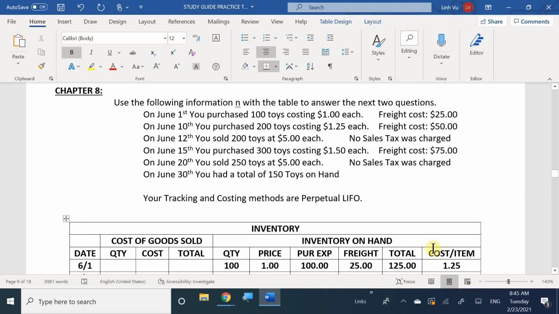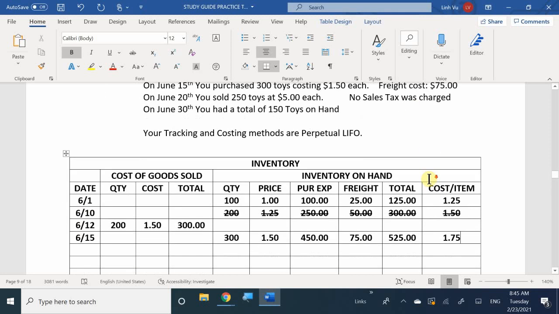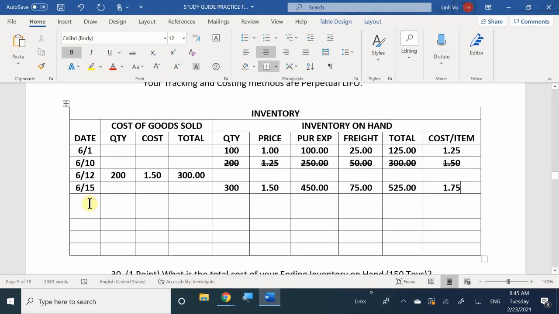We sold 250 toys at $5 each. Yes, we sold another 250 toys. So on June 20th, if I sold 250 toys, which batch am I going to be taking out from? June 15. So each one cost me $1.75. Now, of course, I'm not taking the whole batch, so I need to calculate the cost. What is 250 times 1.75? $437.50. All right, I'm going to subtract my 250, leaving me 50 left.